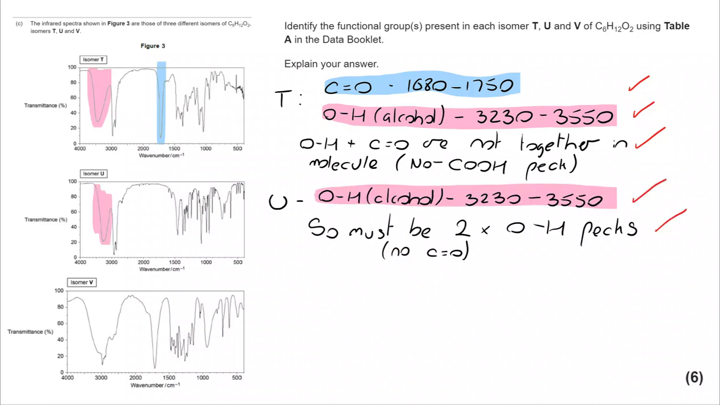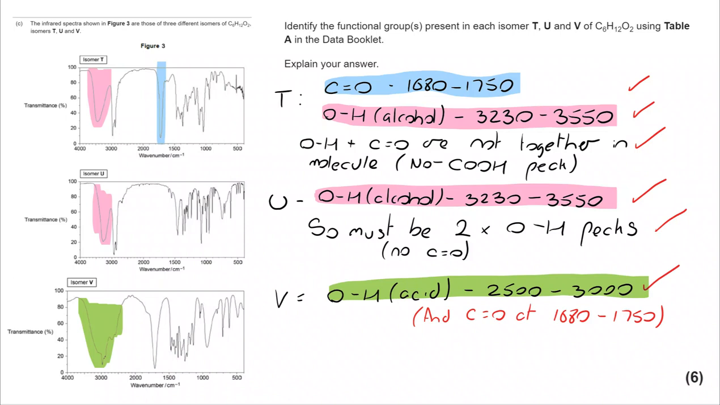When I look at U, U has also very characteristically got the broad OH peak, and it's in the region of 3230 and 3550. But again, we've got to consider something really quite important here, because we know there are two oxygens. Now, there is no C=O peak here. There's no sharp peak at 1680 to 1750. So if the only functional group that contains an O is the OH alcohol, our deduction is that there must be two OH peaks within this structure.